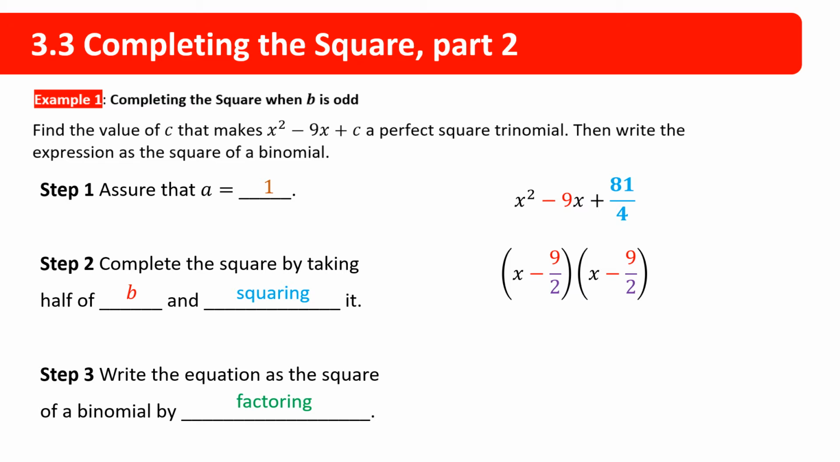When we create the perfect square trinomial, we're always going to be adding something because a negative times a negative or a positive times a positive is always going to give us a positive. But when we come back to factoring, we've got to hold on to those negative values. And finally, when we write it as the expression as a square of a binomial, it's x minus 9 halves squared.